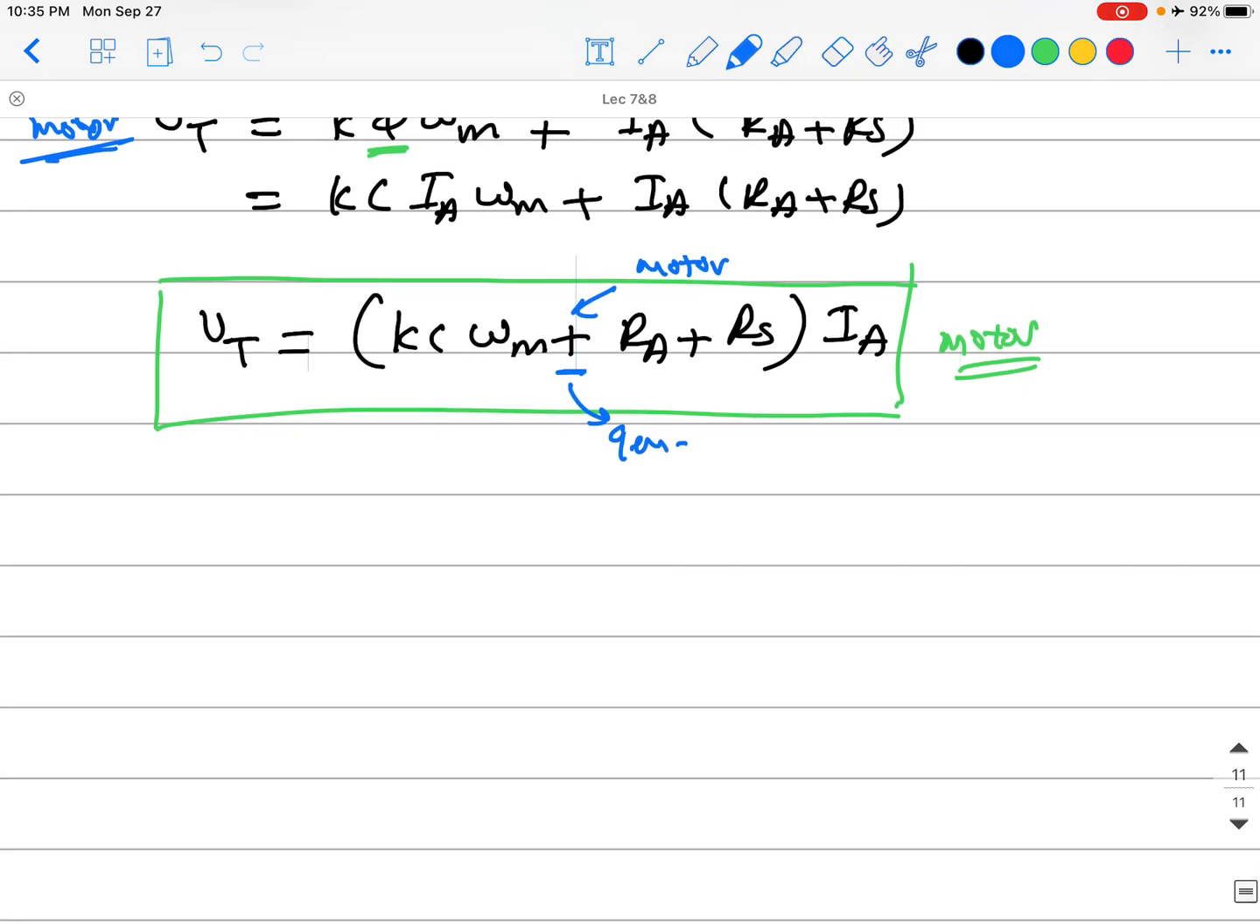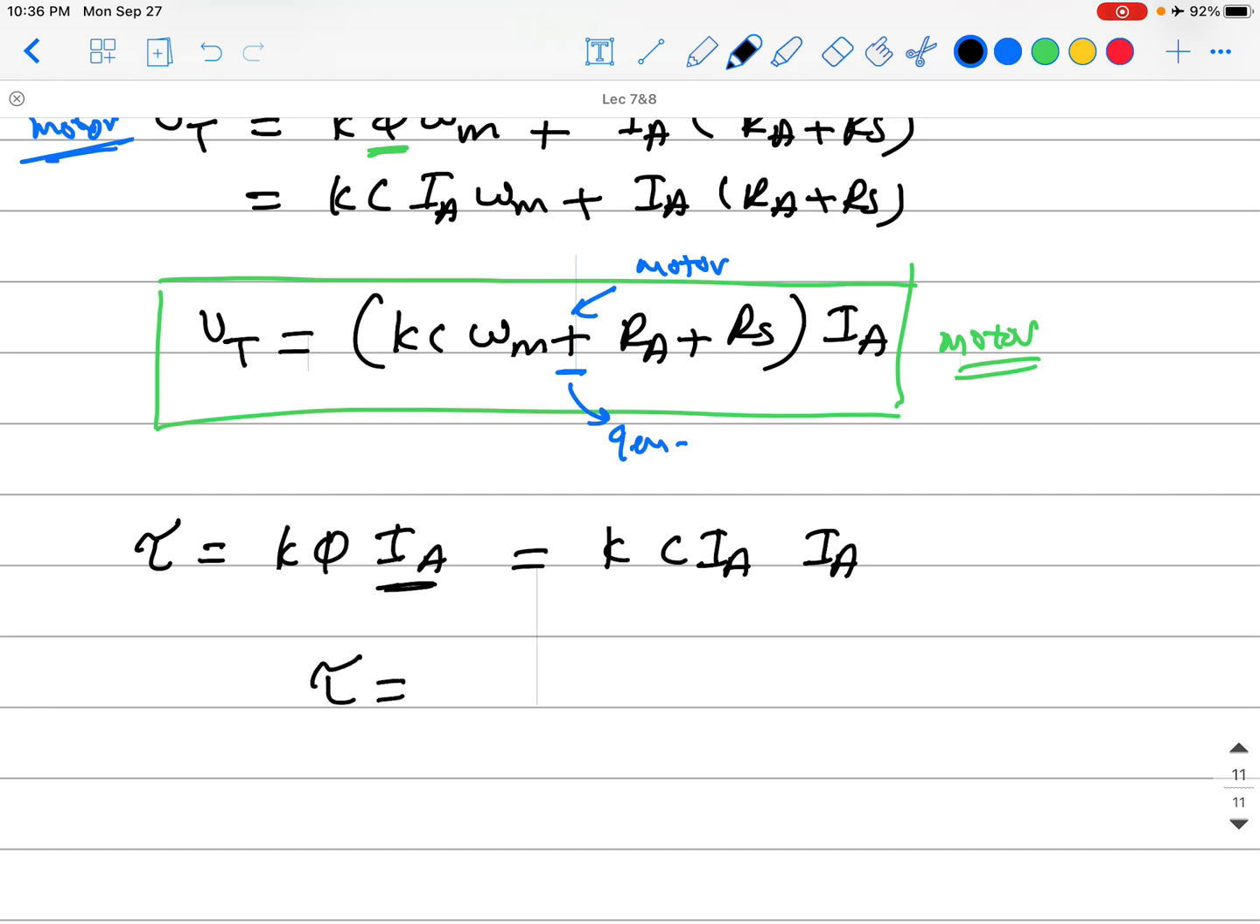Okay guys, fine. And if you want to calculate the torque using the same idea, if you remember, the torque equals K phi times IA. That is the principal equation we'll be using all the time. So in the same idea, we substitute for the flux to be C times IA, and this is multiplied again by IA in the main equation. So this gives you that the motor torque, or the load torque, keep that in mind, equals K C IA squared. And that's a very, very important relationship.